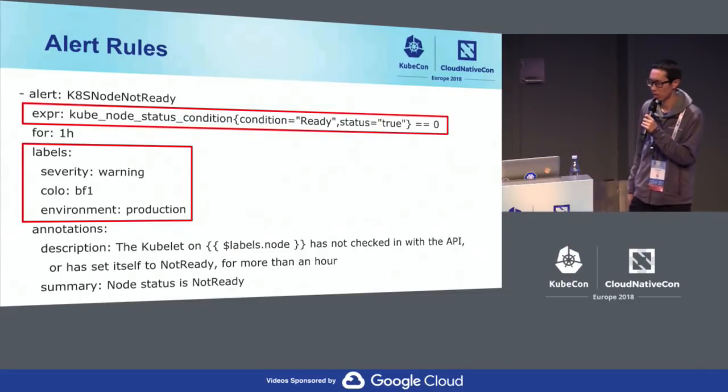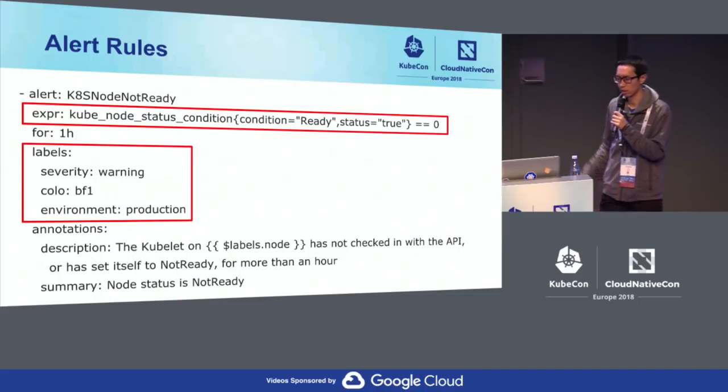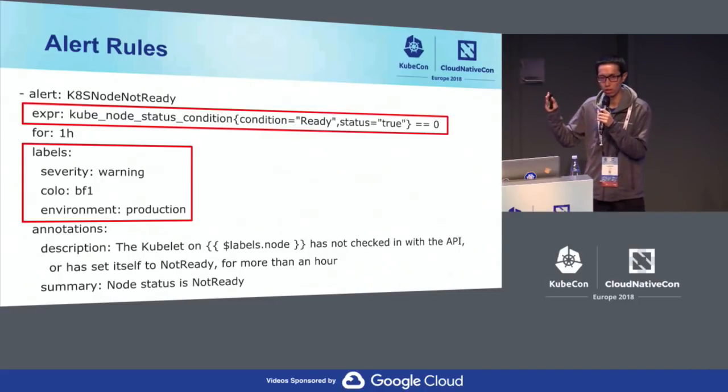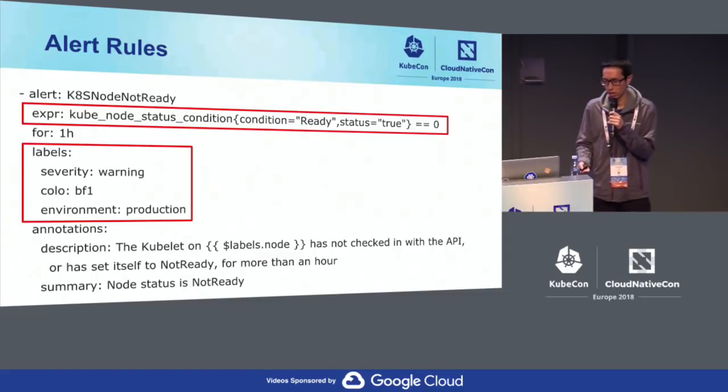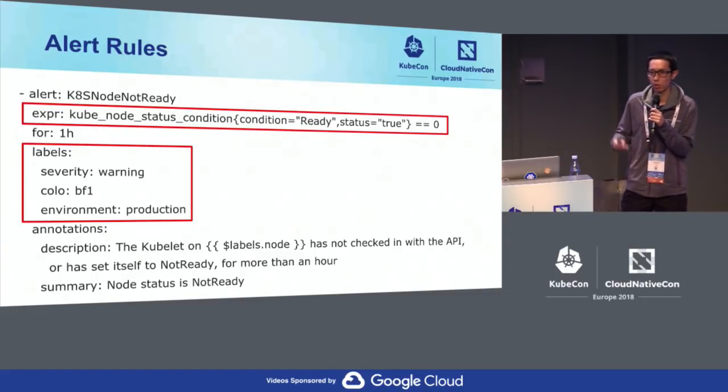So let's take a look at an example of the alert rules that we have. This is for node not ready. We use the metric called kube_node_status_condition. This metric tells us which node is going down. We also add some useful labels there. For example, severity, in this case warning, and the Colo and environment. With Colo and environment, we can tell which cluster the alert is coming from.